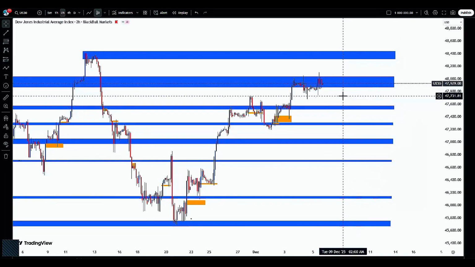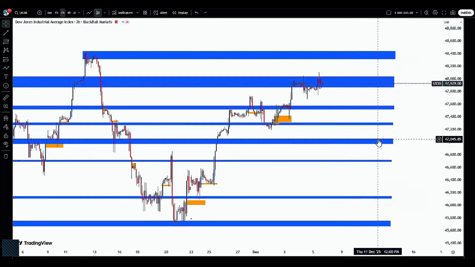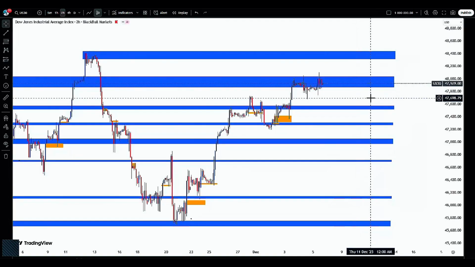I know a lot of people struggling with marking up their charts, and I get it. I used to struggle to mark them up too, but now I can mark up my charts in less than 5 minutes. So I want to give you all that gems. So let's get right into it.